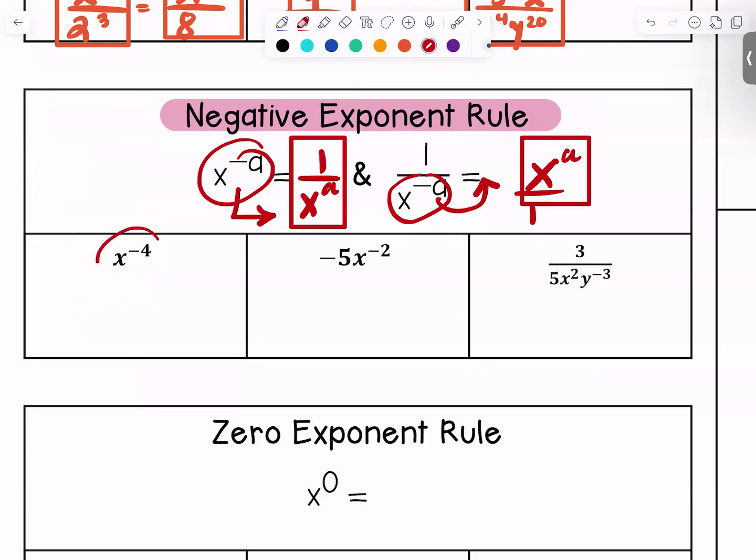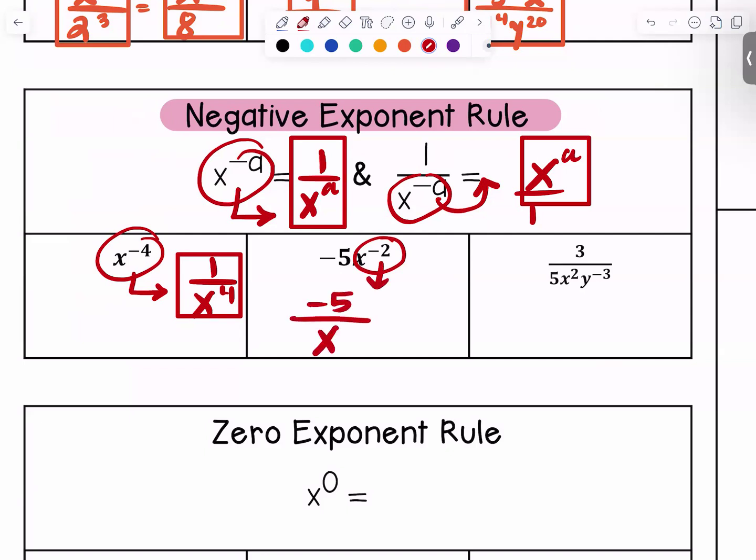So a x to the negative 4 goes down below, 1 over x to the 4th. That's it. You guys were getting pretty good on the negative ones. You should be fine. On this one, the 5 is just negative, but it doesn't have a negative exponent. Remember, all these rules only apply to the exponents. So this 2 is negative, so this guy's going to go down, but the -5 is going to stay on top because it didn't have a negative exponent.